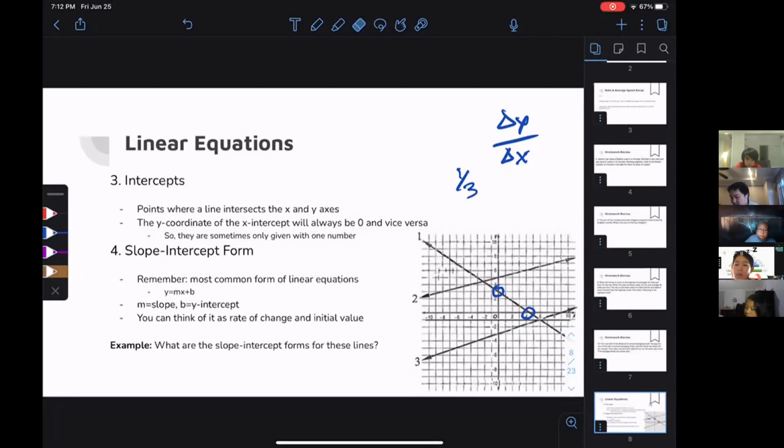So now, as I said, the intercepts are where a line intersects the axes. This is the x-intercept. This is the y-intercept for this line. The y-coordinate of the x-intercept, of course, will be 0 because it's on the x-axis. And vice versa, the x-coordinate of the y-intercept is always 0 because it's on the y-axis. So given that, the slope-intercept form follows from this, since we know what a slope is now, and we know what the intercept is.